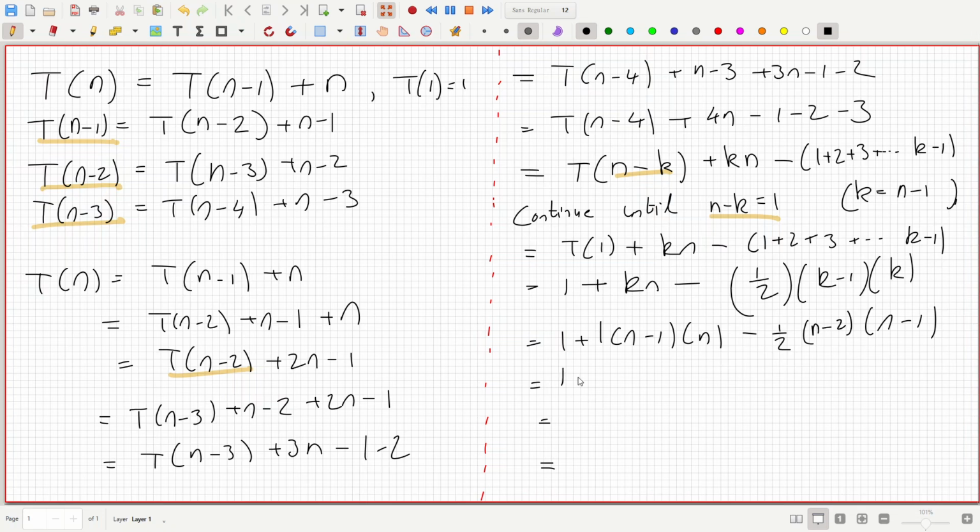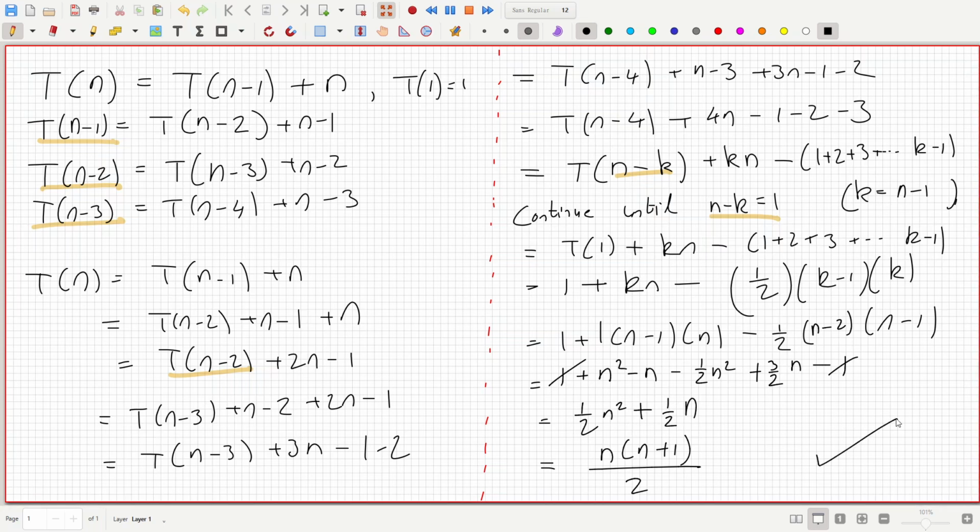There we go. So that's 1 plus n squared minus n minus a half n squared. N by n is n squared. Minus 3 over 2 n minus 1. So the 1's cancel. That's n squared minus a half n squared. So that's a half n squared. And then, that's a plus. Minus n plus 3 over 2 n. That's minus a half n. No, plus a half n. So that's equal to n over 2 times n plus 1. Yeah, now it's correct. Okay, sorry about the slight error near the end, but hopefully that's all clear now.